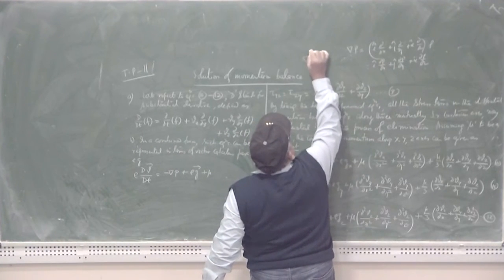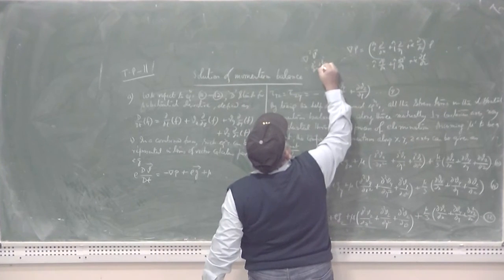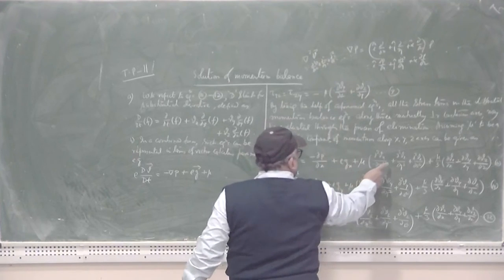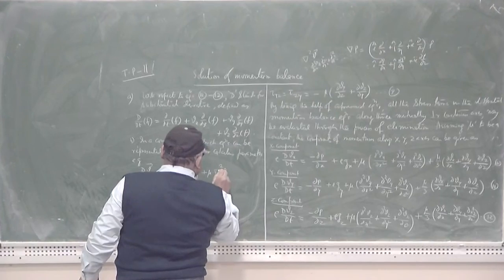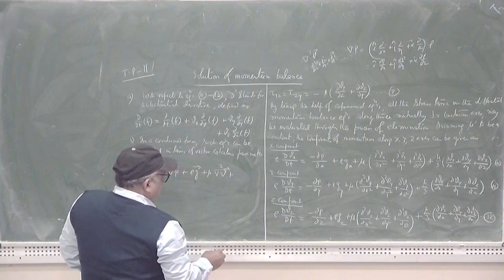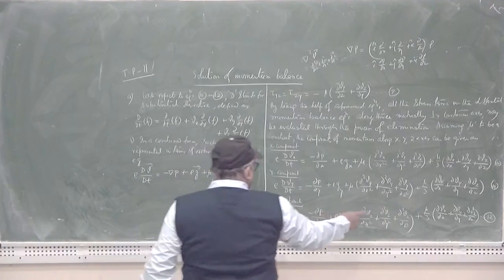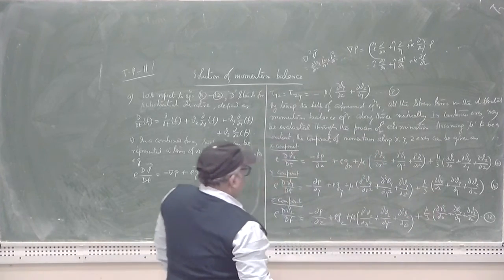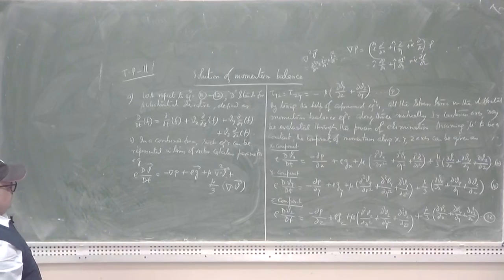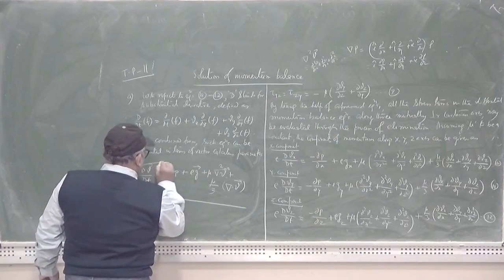Plus mu, this quantity may be written as del square V vector. So this quantity is equal to mu del square V vector, plus mu by 3, and this quantity will be equal to the divergence of V vector. So, this is the vectorial representation of this equation.